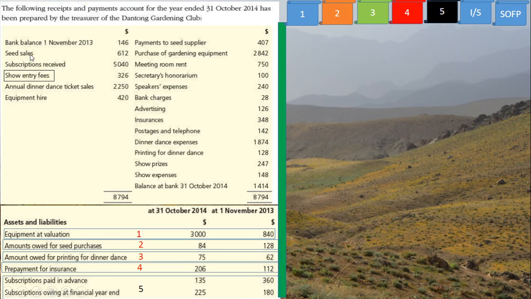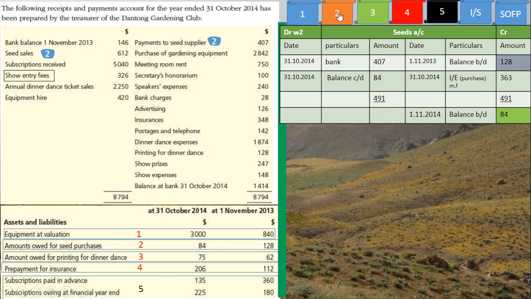Now second, seed sales. So what had we done with seed sales? Let's have a look at number 2. So seed sales was here and here. So we had made the ledger first this way, seed sales. Then we had presented this in the income statement. In the income statement we had shown 363 as an expense and then 612 as income.